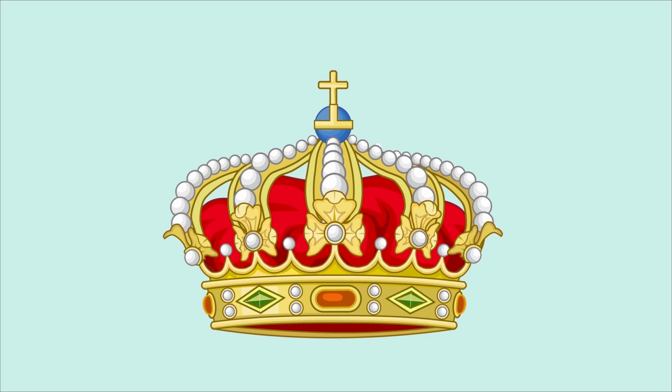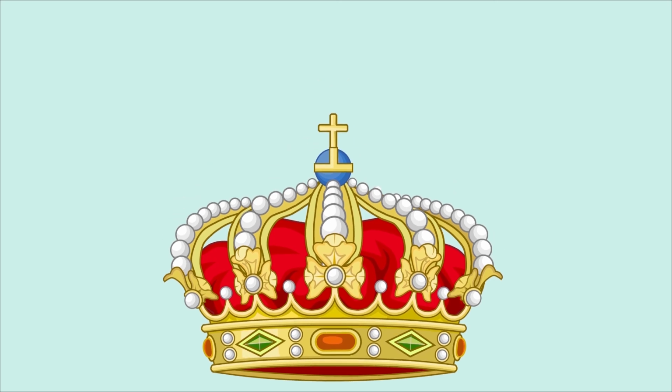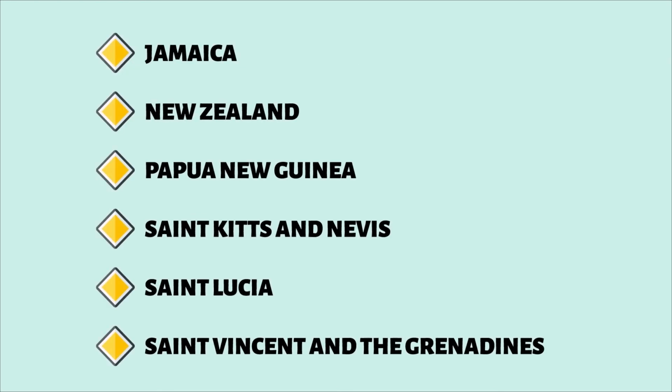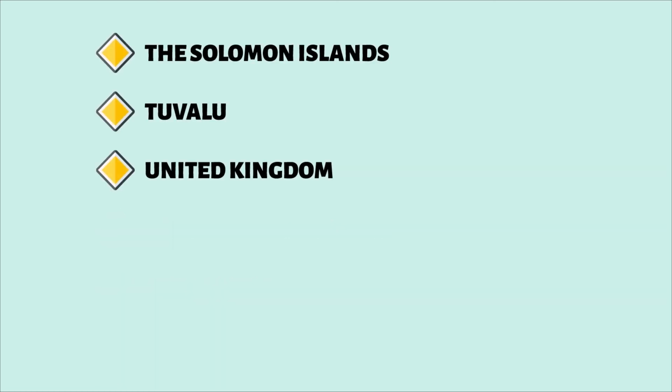And then there's the Commonwealth Realm. A Commonwealth Realm is a country that has the Queen as its monarch. There are 15 Commonwealth Realms along with the UK. Antigua and Barbuda, Australia, the Bahamas, Belize, Canada, Grenada, Jamaica, New Zealand, Papua New Guinea, St. Kitts and Nevis, St. Lucia, St. Vincent and the Grenadines, the Solomon Islands, Tuvalu, and of course the United Kingdom.